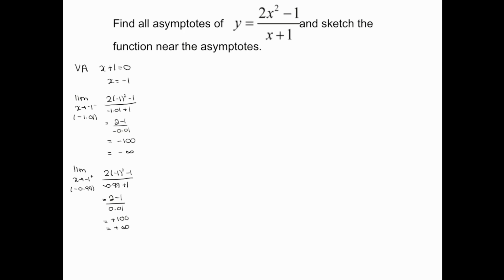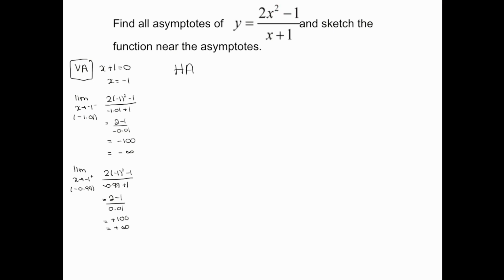Now we have to deal with the horizontal asymptotes. So those were my vertical asymptotes. Now let's think about these horizontal asymptotes. When I'm looking at the horizontal asymptotes, I'm comparing what's happening between the leading terms on the top and the bottom, and I'm looking at the degrees. So I have a second degree on the top, and I have a first degree on the bottom.